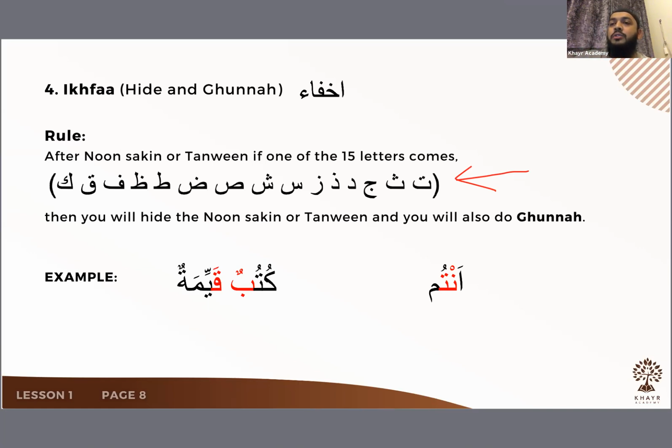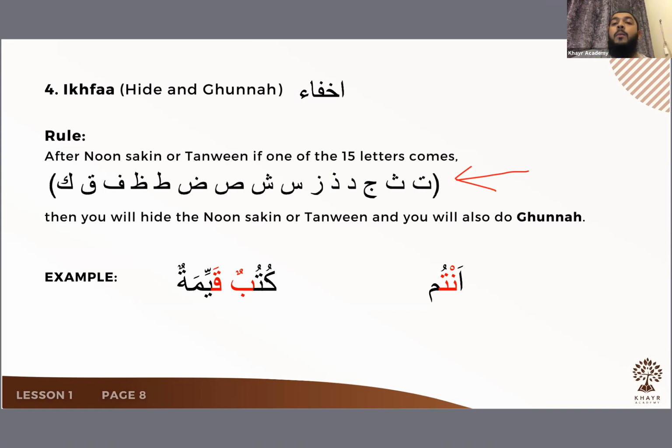What I normally tell my students is to learn 5 letters first: 1, 2, 3, 4, 5. Then you learn another 5, and then another 5, making 15. It's up to you how you want to learn it.